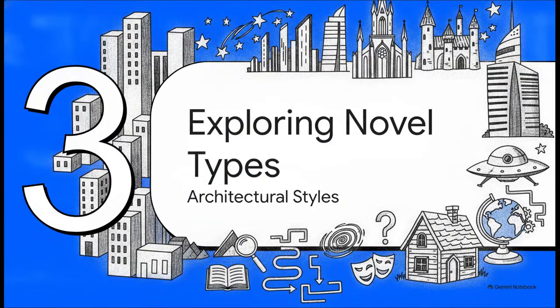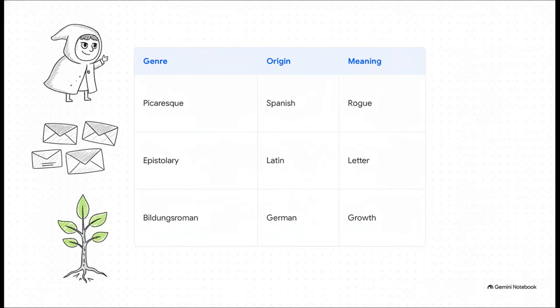All right, Section 3, Exploring Novel Types. Let's look at some different architectural styles. Okay, let's uncover some pretty cool aha moments by looking at the roots of some really complex-sounding genres. First, the picaresque novel. This follows the episodic adventures of an eccentric or kind of disreputable protagonist. And it makes total sense because it comes from the Spanish word pícaro, meaning rogue.